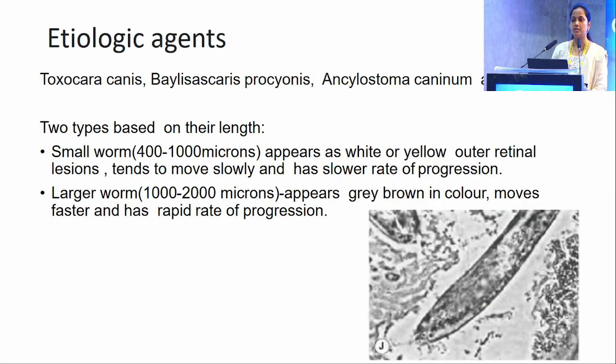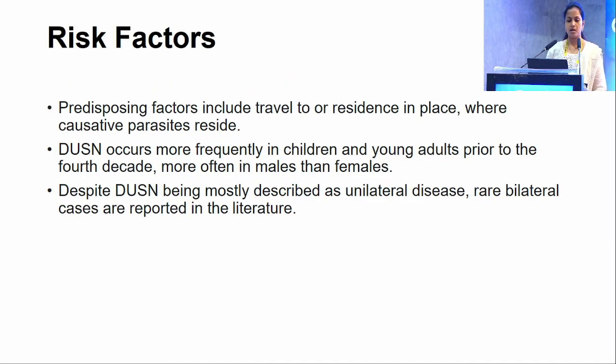There are multiple nematodes causing DUSN. Some of them are Toxocara canis, Baylisascaris procyonis, and Ancylostoma caninum, and others. The nematodes are divided based on their length. There are two types, small worm and larger worm. Small worm, ranging from 400 to 1000 microns, appears as white or yellow outer retinal lesions, tends to move slowly, and has a slower rate of progression. Larger worm, of range 1000 to 2000 microns, appears grey-brown in color, moves faster, and has a rapid rate of progression.